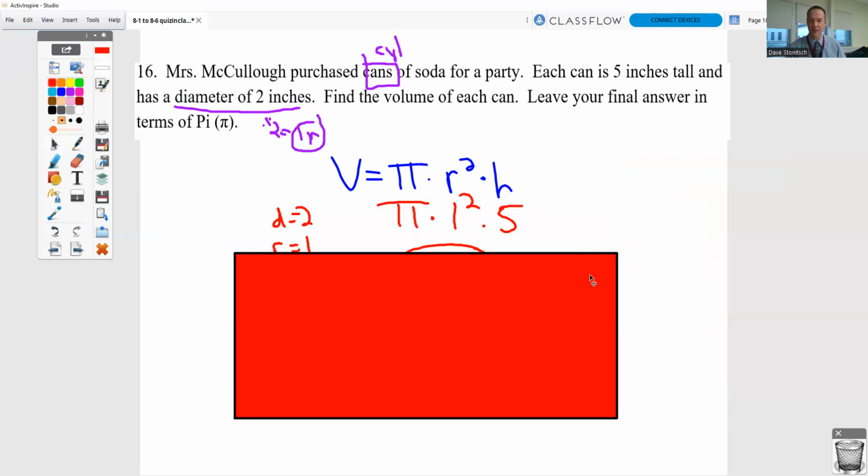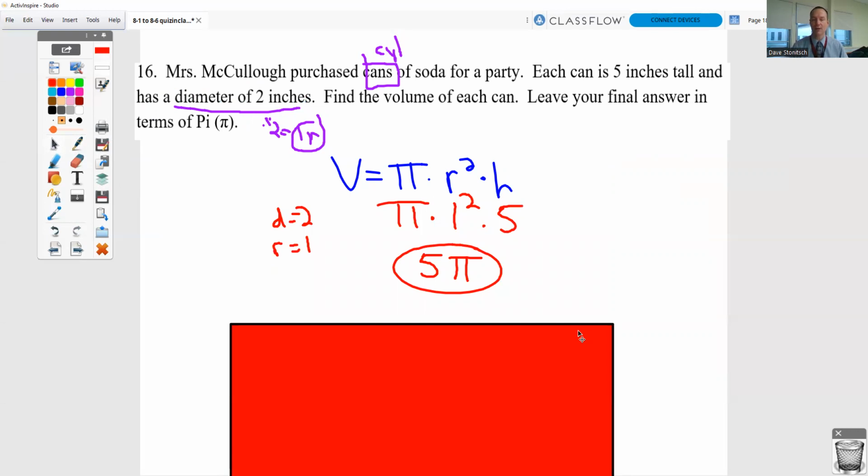So be very careful there. Subbing those numbers into the formula, you have pi times 1 squared times the height, which is 5. You're leaving your answer in terms of pi in this one. So you type in everything except for the pi symbol, and you get 5 pi.